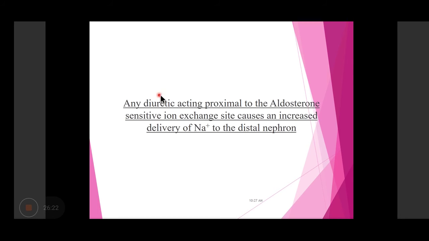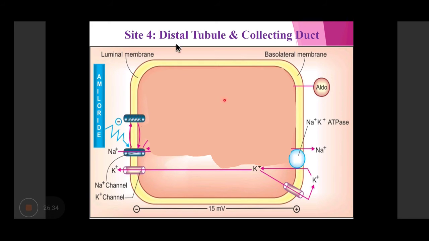So the diuretics which act at site 1, site 2, and site 3 have as one of their side effects hypokalemia, because of what I just said. These diuretics block site 1, site 2, and site 3, so more sodium comes to site 4, and if more sodium comes to site 4, more potassium will be lost at site 4. That is why the drugs acting on site 1, 2, and 3 can cause hypokalemia. Is that clear?